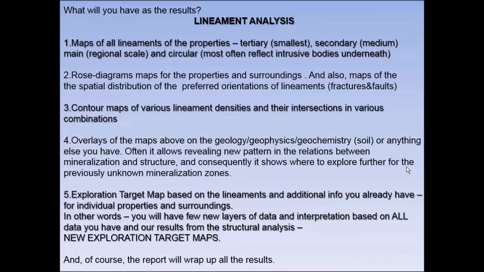From the structural lineaments analysis, you will receive the following results. Maps of all lineaments of the properties: tertiary, smallest; secondary, medium; main, regional scale; and circular, which most often reflect intrusive bodies underneath. Rose diagrams maps for the properties and surroundings, and also maps of the spatial distribution of the preferred orientations of lineaments, fractures, and faults. Contour maps of various lineament densities and their intersections in various combinations.